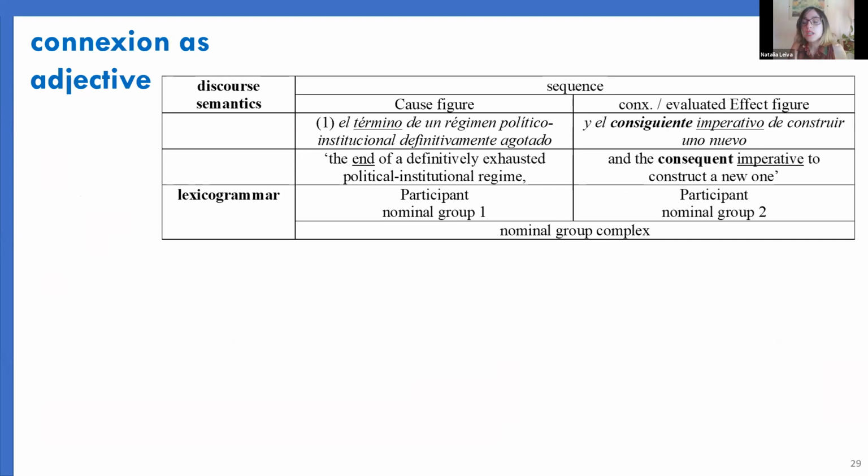As you can see, each figure is realized by a nominal group involving a nominalization, which is underlined. In nominal group 1, the occurrence is nominalized, the end. This makes it easy to hide human agency, which in this case is especially convenient as the speaker himself was the perpetrator of the violent end of the previous regime. This also explains why he enacts negative appreciation, definitely exhausted. On the other hand, what is nominalized in nominal group 2 is the evaluation of the figure, the imperative underlined, with the occurrence being realized as the qualifier to construct a new one, and the causal connection being realized as the epithet, consequent, in bold.